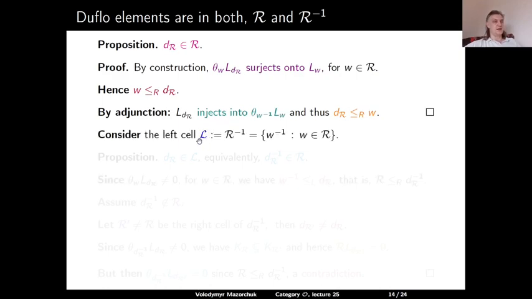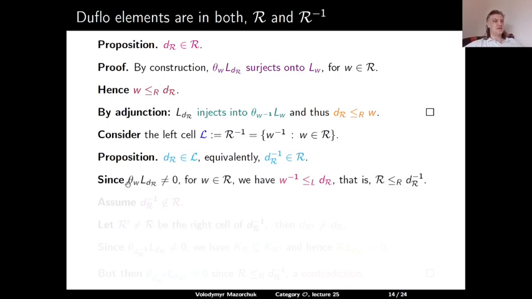Consider now the left cell L, which consists of all inverses of elements in R. So the next claim is actually that d_R belongs to L, or equivalently d_R inverse belongs to R. Later on today we will see that d_R is actually equal to d_R inverse, but at the present stage we do not know that. Proof: since θ_w L_{d_R} is non-zero for w in R, we have that w inverse should be left less than or equal to d_R. In other words, the whole cell R is right less than or equal to d_R inverse.